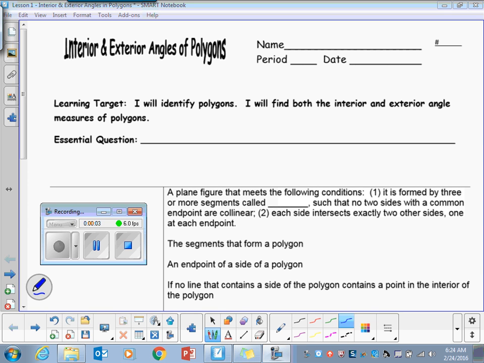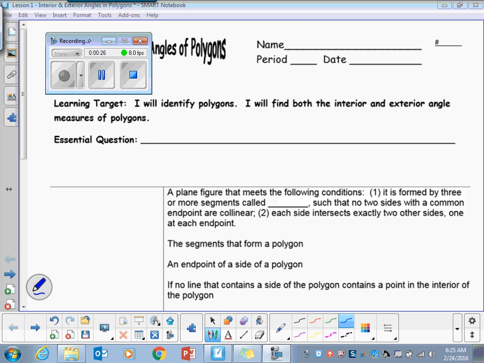The first lesson in Unit 8 deals with the interior and exterior angles of polygons. This particular lesson is going to require you to memorize a couple of formulas and several vocabulary words. Our learning target is: I will identify polygons and I will find both the interior and exterior angle measures of polygons. You will turn that into your own essential question, please.